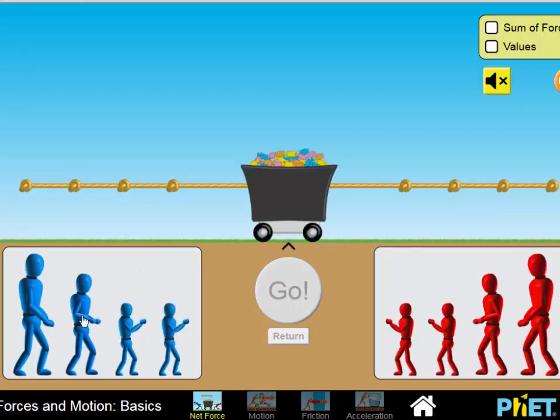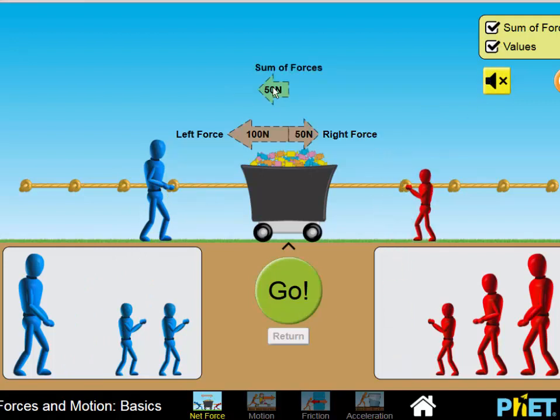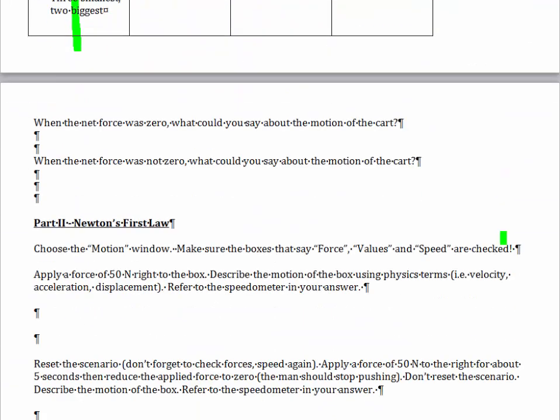You're going to click on net force, and it's pretty easy. You can go ahead and put a person on there. You do want to have these boxes checked, and you can put a person over there, and you can see what the net force is going to look like. So go ahead, make a prediction. Again, I don't check your predictions on whether they're right or wrong, and then go for the actual, and get the sum of the forces for all 3 of these scenarios.